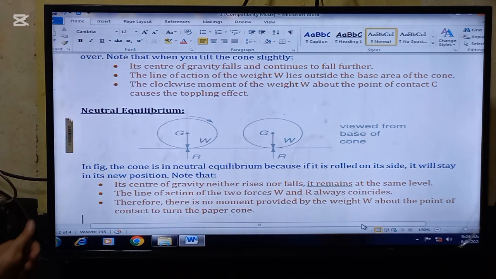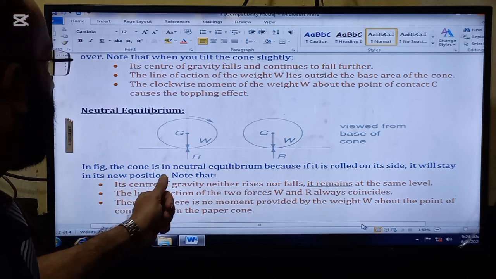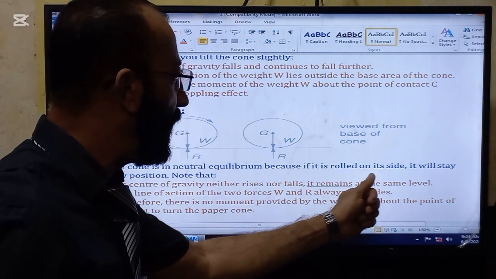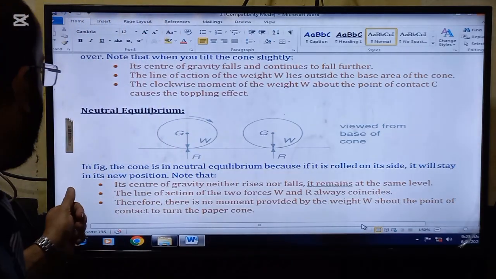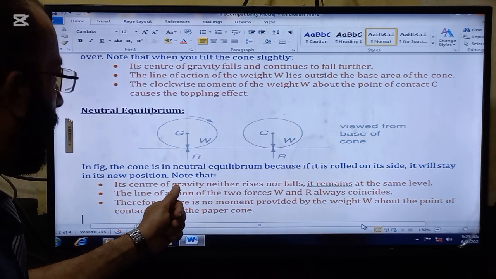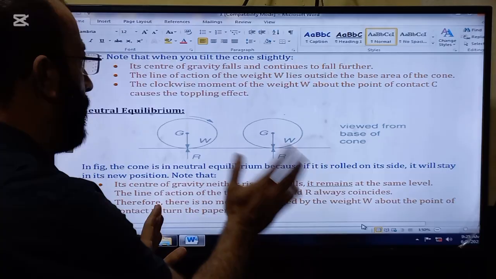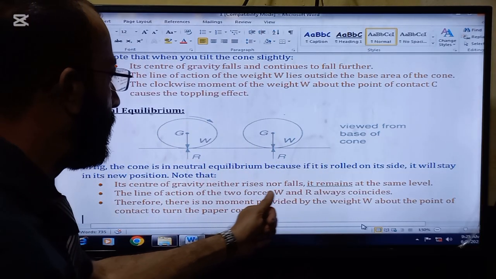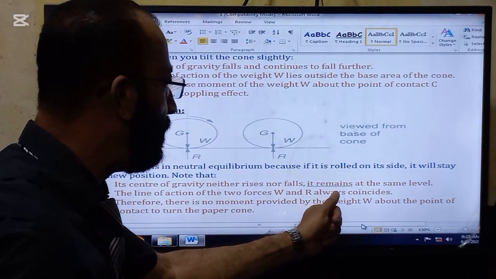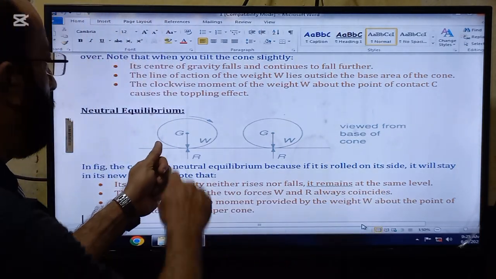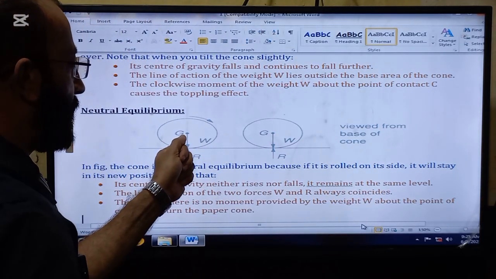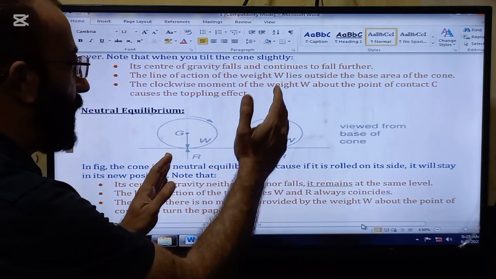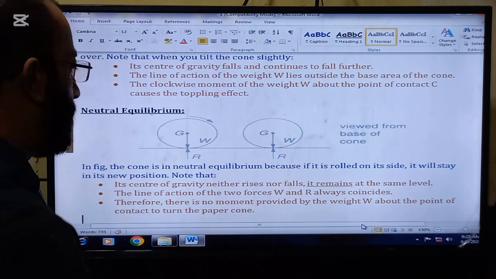Look now. In the figure, the cone is in neutral equilibrium because if it is rolled on its side, it will stay in its new position, and these three properties will apply in neutral equilibrium. Number 1, its center of gravity neither rises nor falls. It remains at the same level. So if we roll the ball, in the beginning this is the center of gravity, and at the end this is the center of gravity. It neither rises nor falls. It remains at the same position.